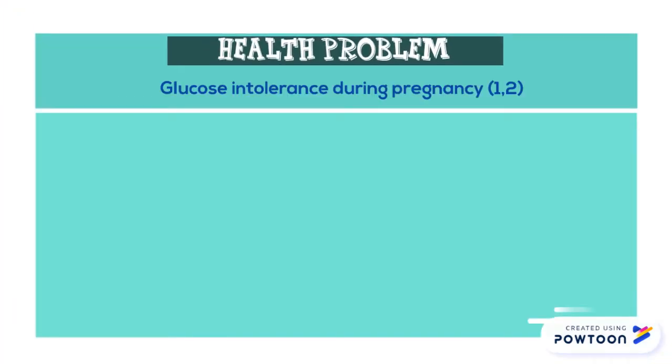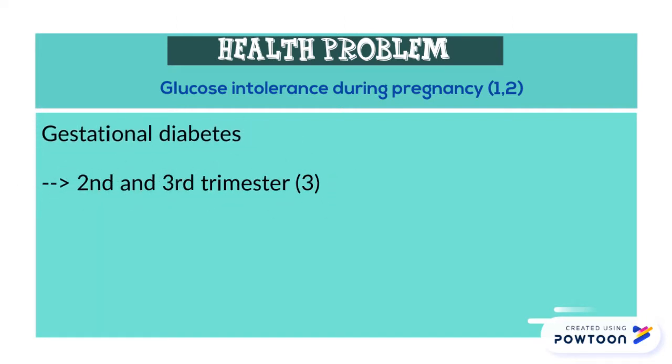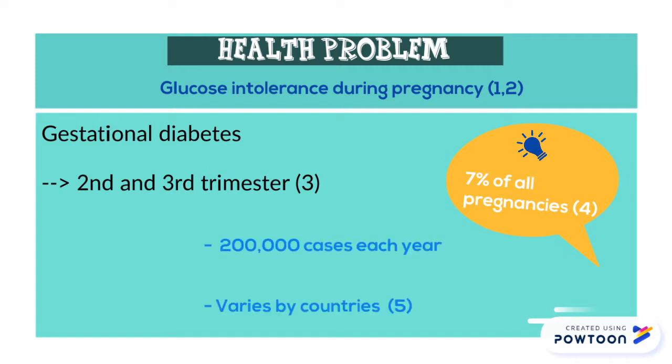Gestational diabetes is defined as glucose intolerance diagnosed during pregnancy. This common metabolic disorder develops in the second and third trimester of pregnancy. It affects around 7% of all pregnancies and around 200,000 cases are diagnosed each year. This greatly depends on the country of origin.